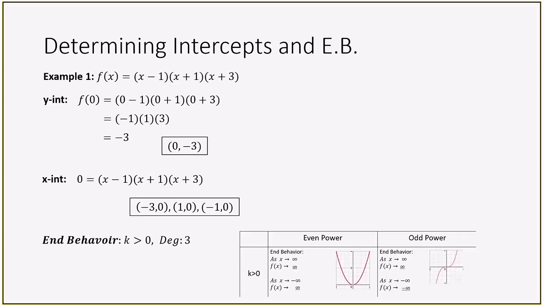This chart, when I have a positive k and a degree of 3, that's an odd power. So my end behavior will be as x goes to positive infinity, f of x goes to negative infinity, and as x goes to negative infinity, f of x goes to positive infinity.